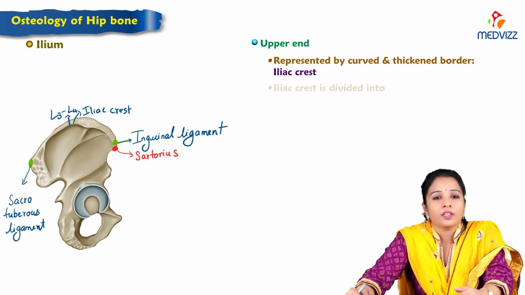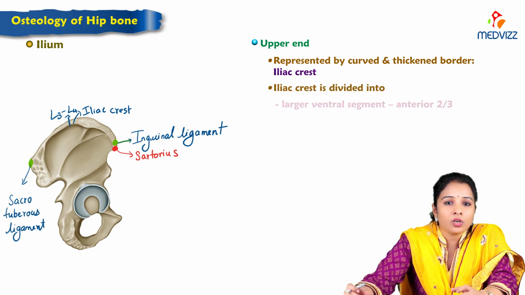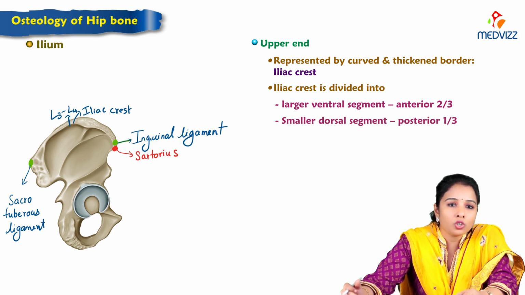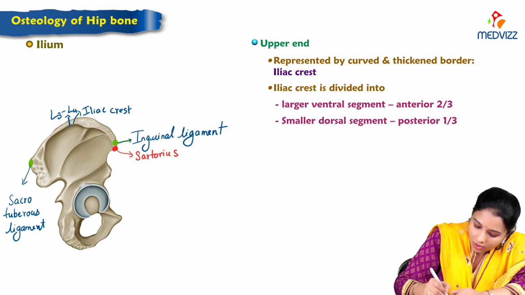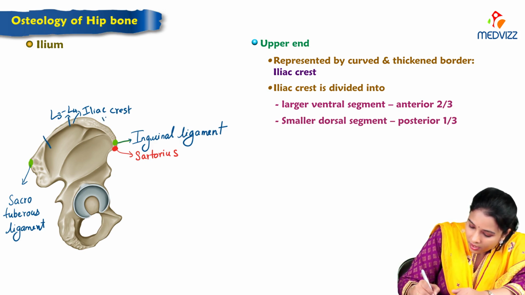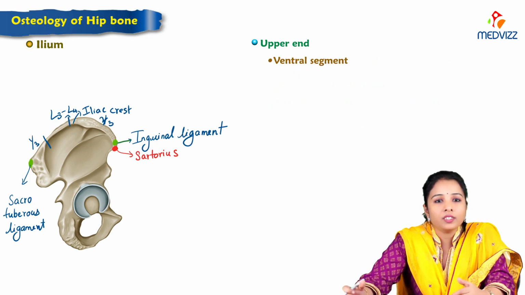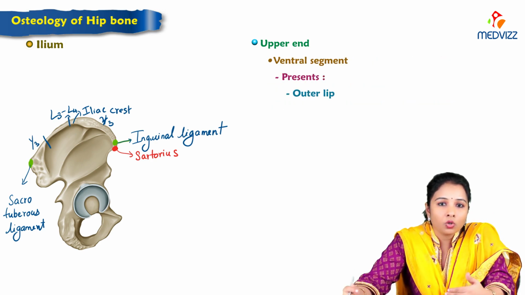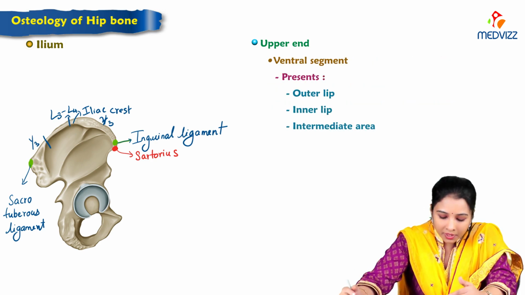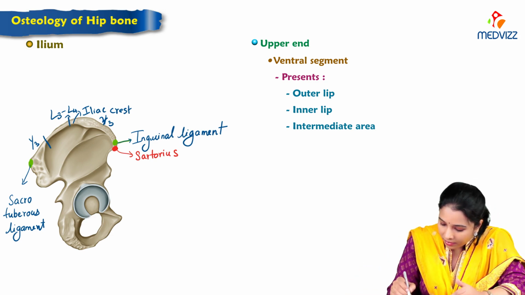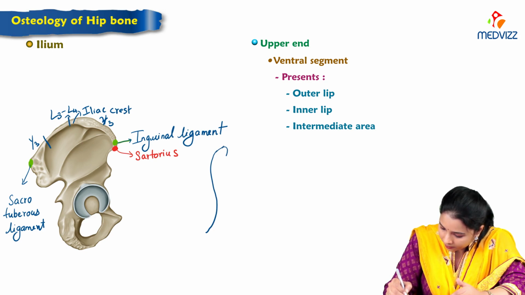The iliac crest is divided into a large ventral segment, that is anterior 2/3, and a small dorsal segment, posterior 1/3. So if you divide it here, this part of the iliac crest, anterior 2/3 and posterior 1/3. So the ventral segment presents an outer lip, inner lip and intermediate area. So if you see the ventral segment, it is somewhat like this.